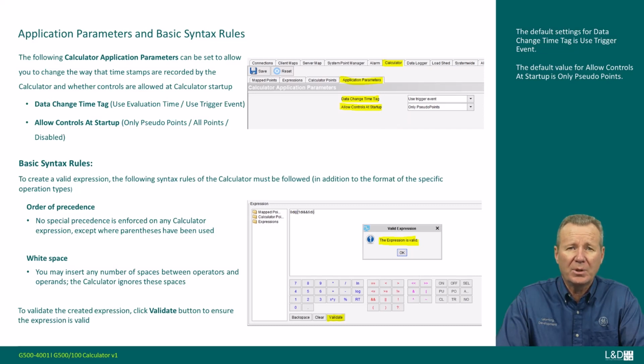To create a valid expression, the following basic syntax rules must be followed in addition to the format of the specific operation types. Order of precedence: no special precedence is enforced on any calculator expression except where parentheses have been used. The calculator evaluates parts of any expression that are within parentheses first, and then evaluates the rest of the expression in a left to right manner. Calculator allows up to 10 levels of nested parentheses. Evaluation of nested statements occurs in an inward to outward manner, where the more deeply nested parts of the expression are evaluated first.